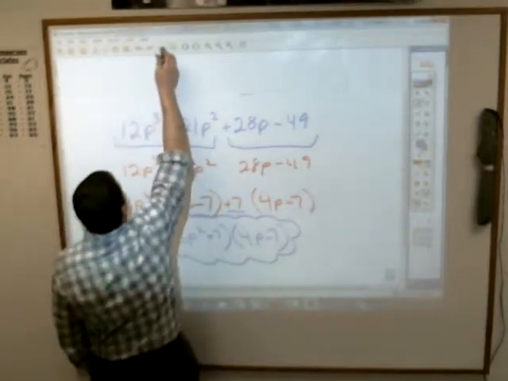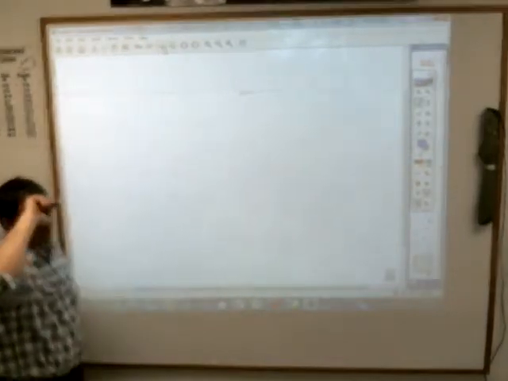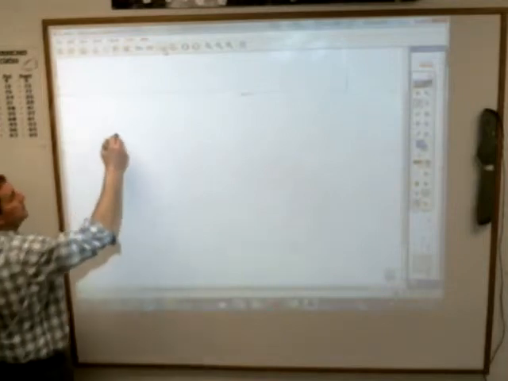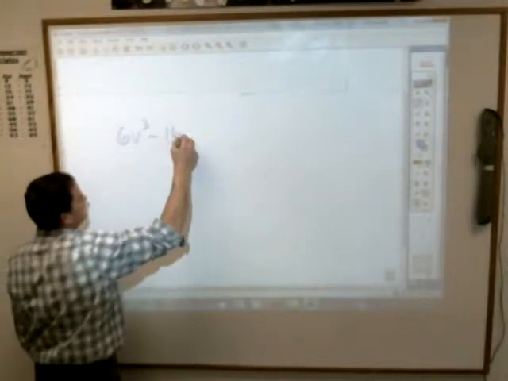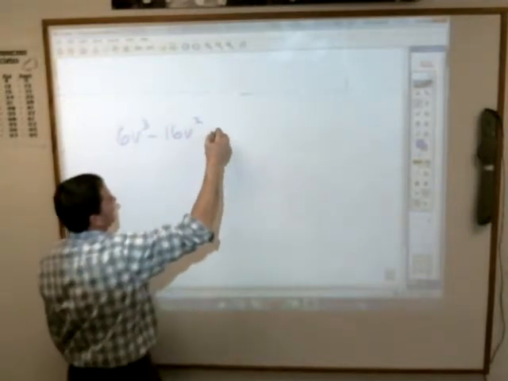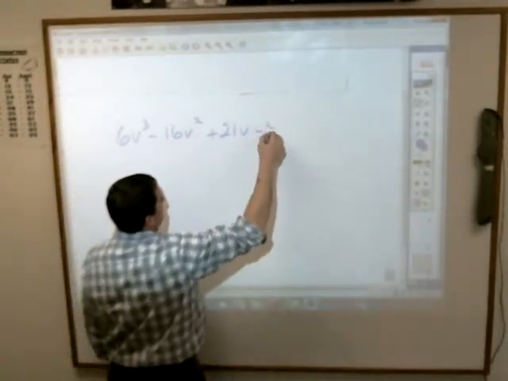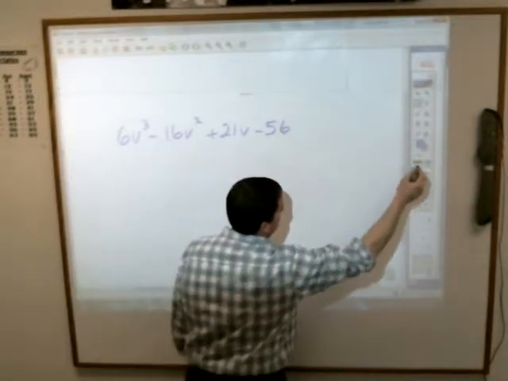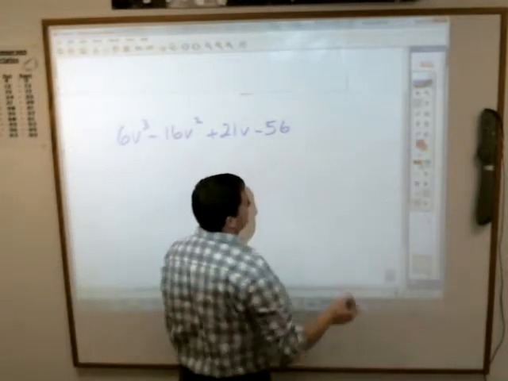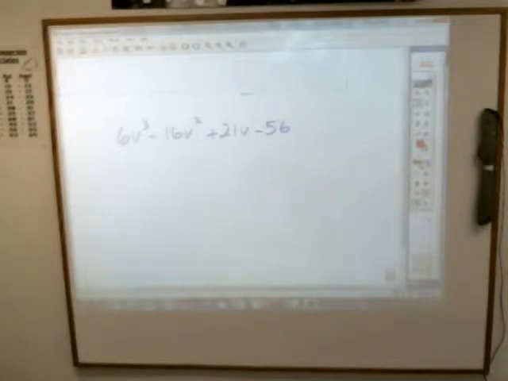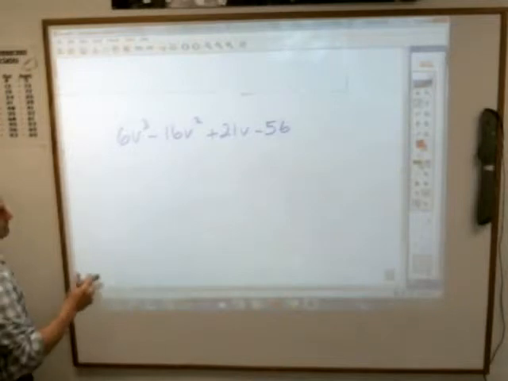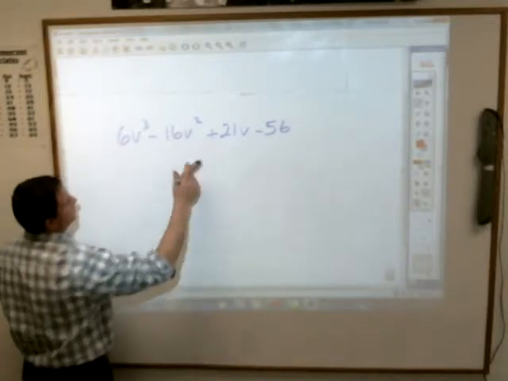No. Problem number 4. Let's do another one there. 6v cubed minus 16v squared plus 21v minus 56. Do you see the back ones? We'll do one of those. And again, you are allowed to rearrange them. I don't necessarily know that it makes a difference, but it might sometime. Can I take anything out of all 4 of them?